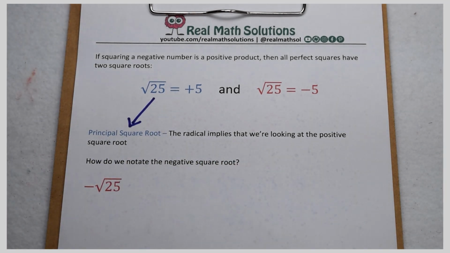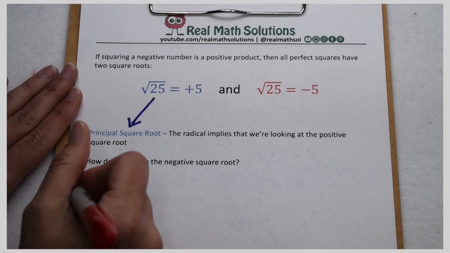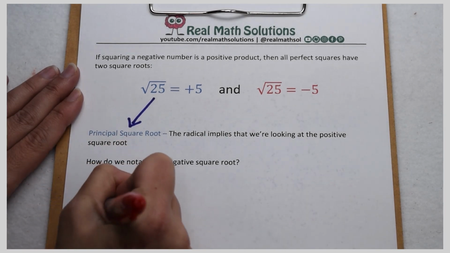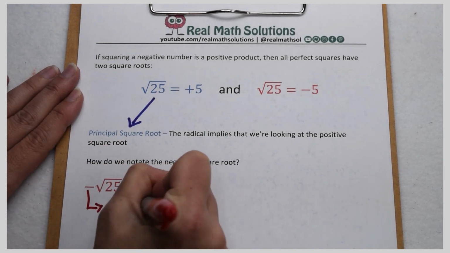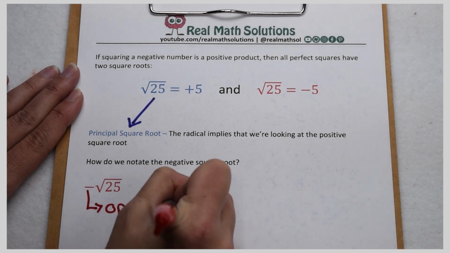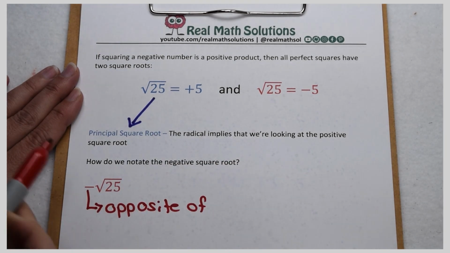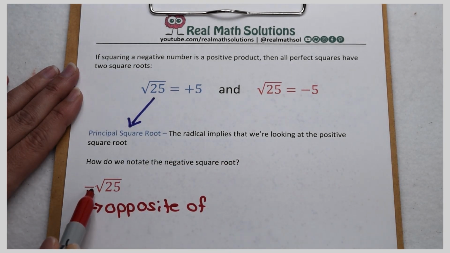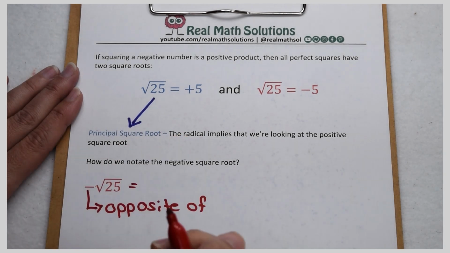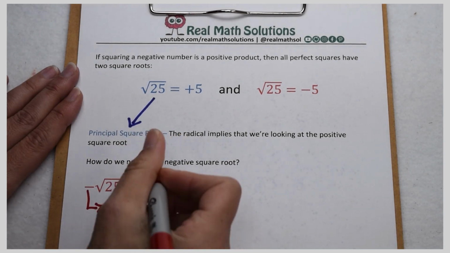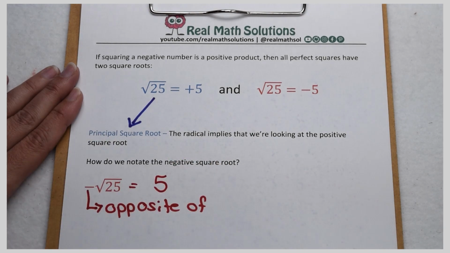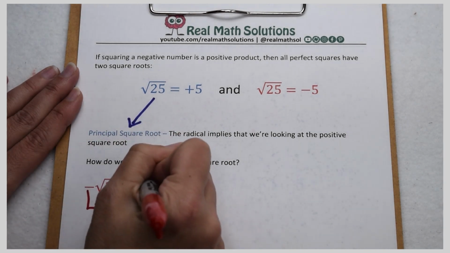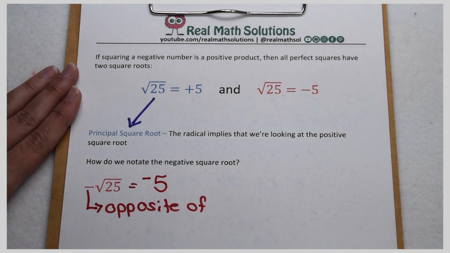How do we notate it if we want it to be the negative square root? Well, again, this is where notation and interpreting it matters. If we put the negative sign outside of our radical, that tells us we're looking for the opposite of the square root of 25. So square root of 25, we just said, implies that we're looking for the positive value, so that's the 5. But this negative sign tells us we're looking for the opposite of that, so the opposite of positive 5 would be negative 5.